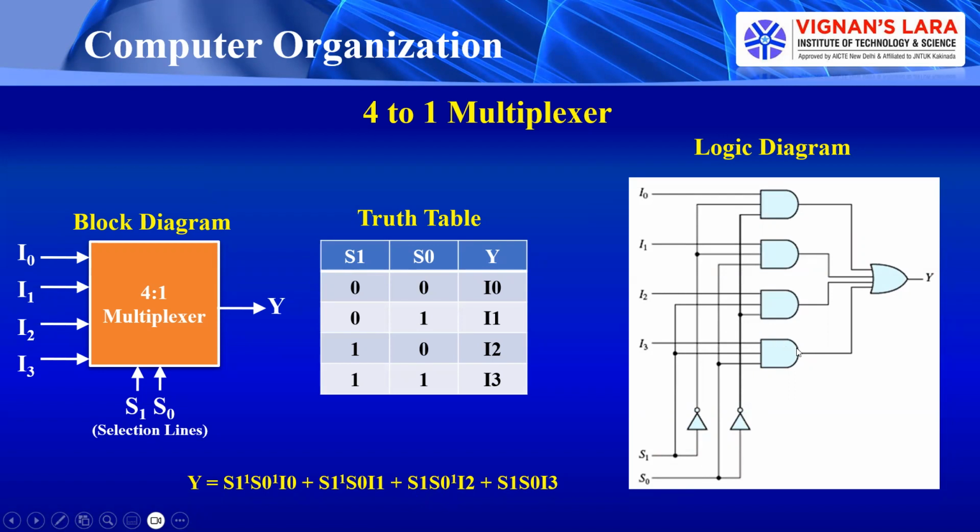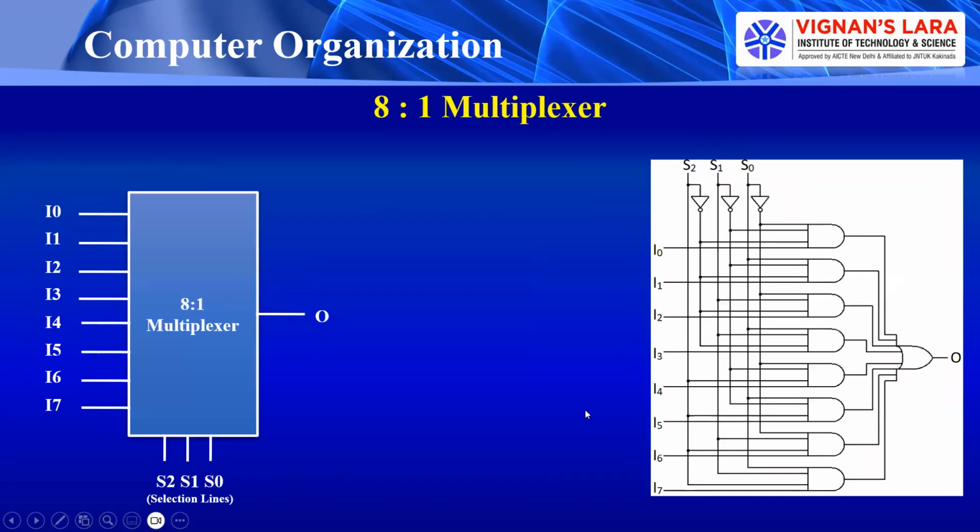Similarly, for the last gate, the inputs are S1, S0, I3. So this is S1, this is S0, and this is I3. All these product terms are ORed together, so the outputs of these AND gates are given to an OR gate. The OR gate output is Y, which is equivalent to this. This is a 4-to-1 multiplexer or 4-by-1 multiplexer.